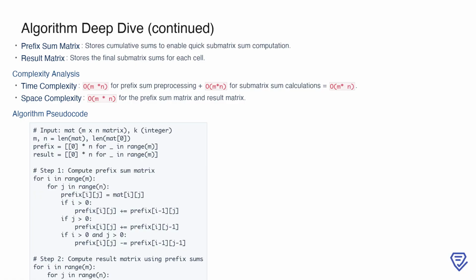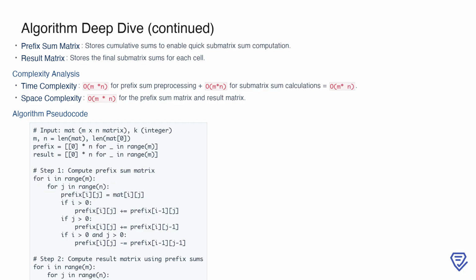The algorithm consists of 2 main data structures, the prefix sum matrix and the result matrix. The prefix sum matrix enables efficient computation of submatrix sums, while the result matrix stores the final submatrix sum for each cell. The time complexity of this approach is m*n for preprocessing the prefix sum matrix, and an additional m*n for calculating all submatrix sums, making the overall complexity m*n. Space complexity is also m*n, due to the storage requirements of the prefix and result matrices.